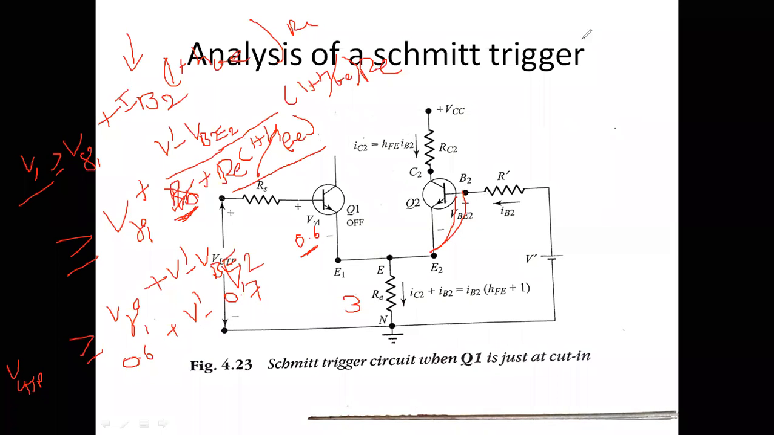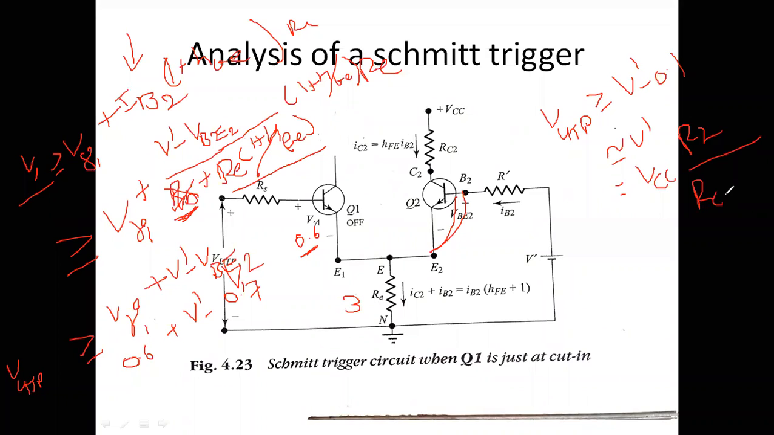Therefore, if you consider this, you may get the voltage at the upper triggering point. The upper triggering point should be greater than or equal to V dash minus 0.1. That means it is approximately equal to V dash. V dash is nothing but our Thevenin's equivalent voltage, which we found at the start. That is VCC into R2 divided by RC1 plus R1 plus R2. Therefore, this is your upper triggering point voltage.